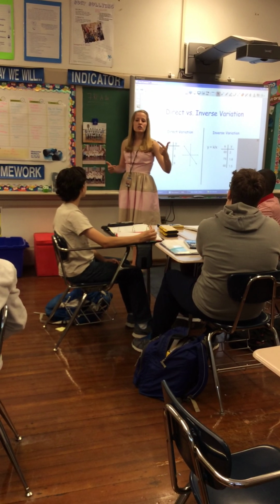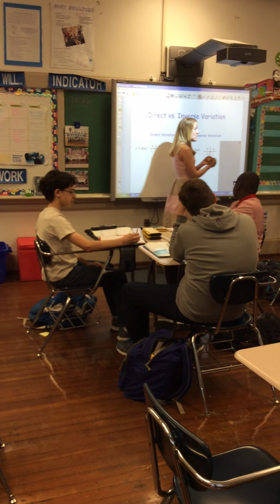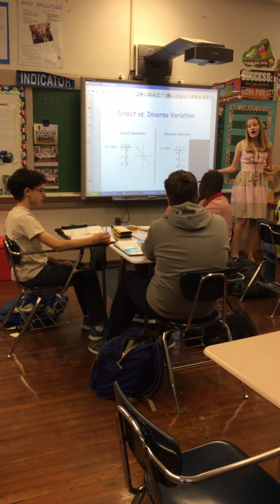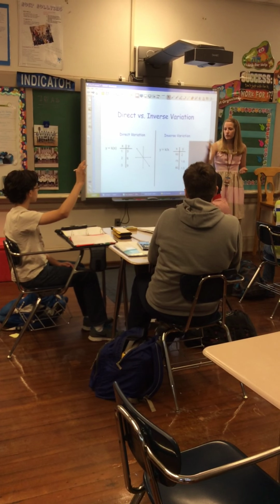But what did y'all tell me I can do? So this makes sense that it should be inverse variation because my distance is the same. I multiply my rate and my time. So what can I do to make sure this is inverse variation? Yes, sir?